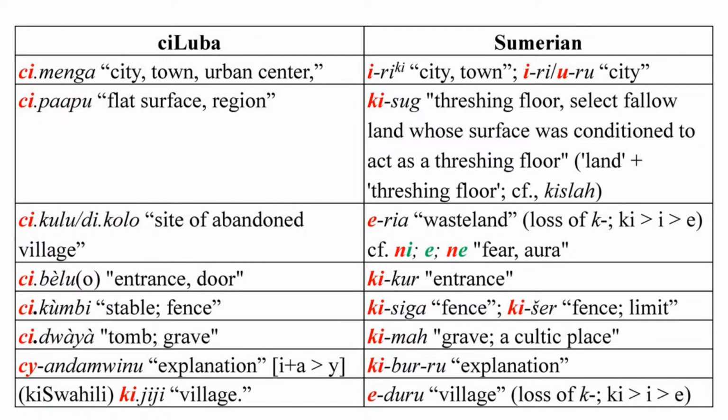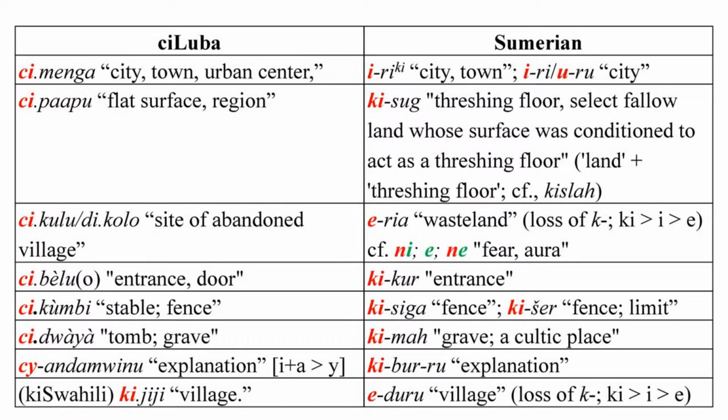In Sumerian, it is Iri or Uru, meaning city, but it's always given with the Ki classifier. And so you would say Iri Ki. Some will say that the classifiers aren't pronounced, but it is pronounced in most other cases. So this is why I included it here, right? And so we have Chipapu, flat surface region. And then in Sumerian, we have Kisug, threshing floor, select fallow land whose surface was conditioned to act as a threshing floor, right? Or a flat land.